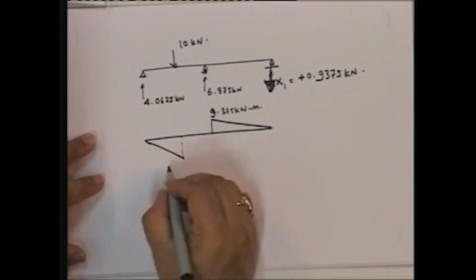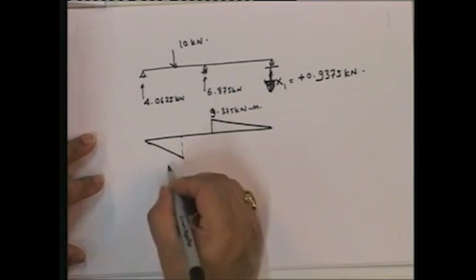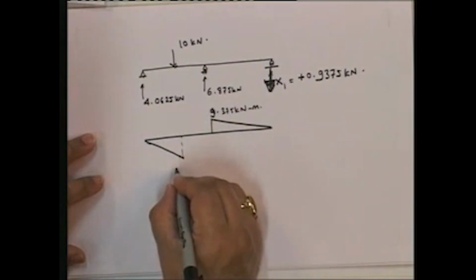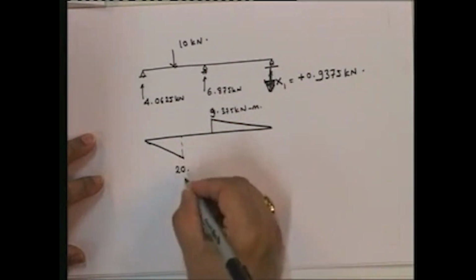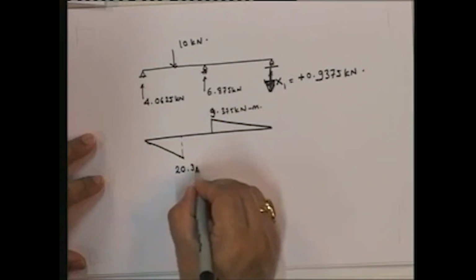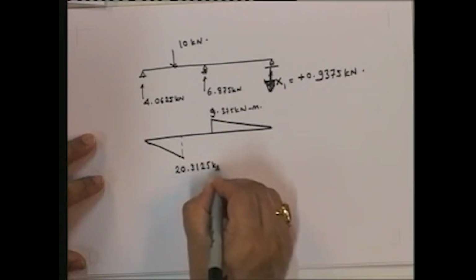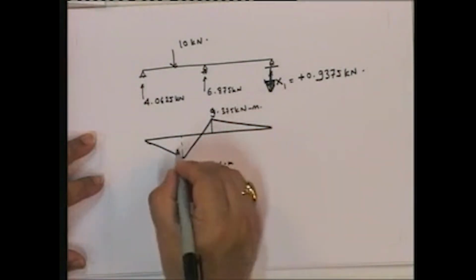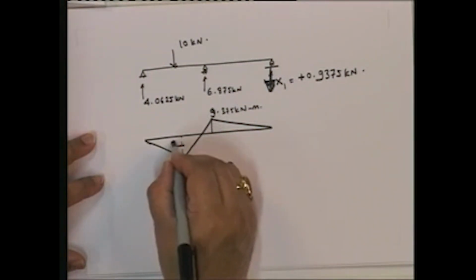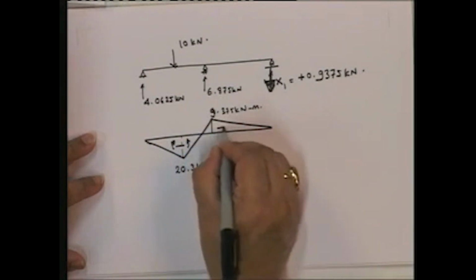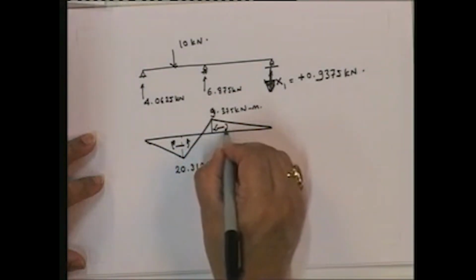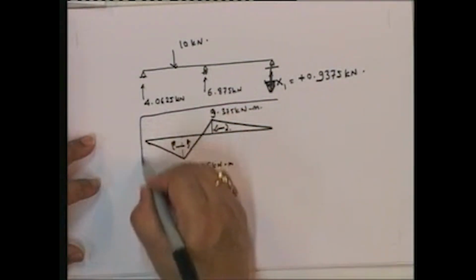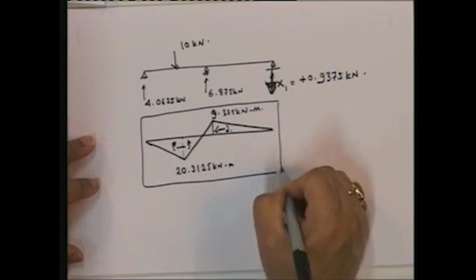And here the value over here is going to be equal to this into 5. So if you look at that, that's going to be equal to 20.3125 kilonewton meter, and this is going to be in this way. So this is going to be sagging, and this part is going to be hogging. We've got the bending moment diagram using the force method.